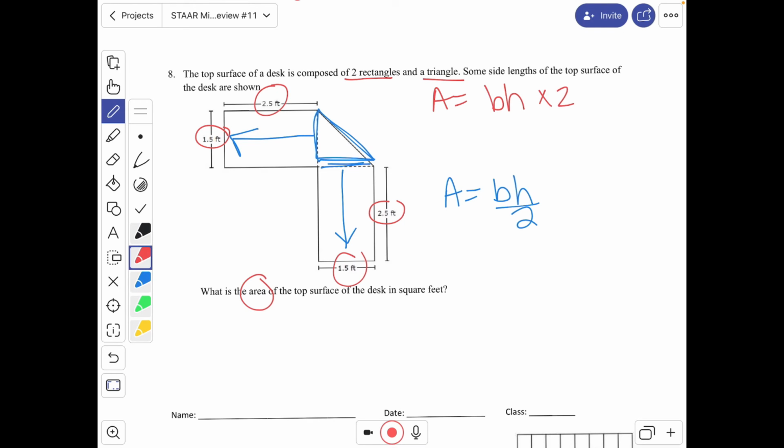So now let's go back and plug in those numbers. 2.5 times 1.5 times 2, and then 1.5 times 1.5 divided by 2. Once you get those two answers, then you add them together for the total area.